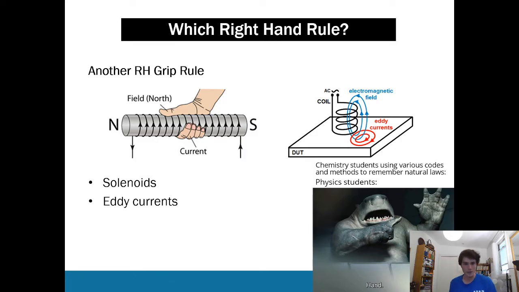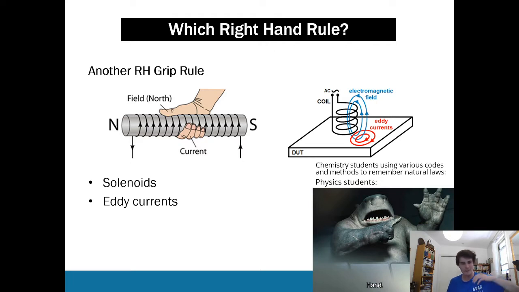So another quick right-hand grip rule here. This is the right-hand grip rule for using solenoids or for figuring out stuff that's going on with eddy currents. So this is sort of what I mean: when you're curling your fingers to look for the current, your thumb points in the direction of the north side of the magnetic field, right? We can consider what was going on here as one ring of our solenoid. So our magnetic field in this case is moving, your thumb points to the north side of the magnetic field, and then the rest of your fingers curl around in the direction of the current.